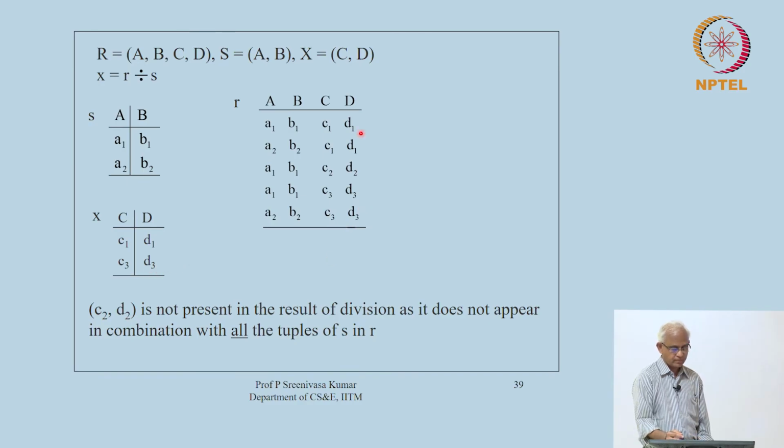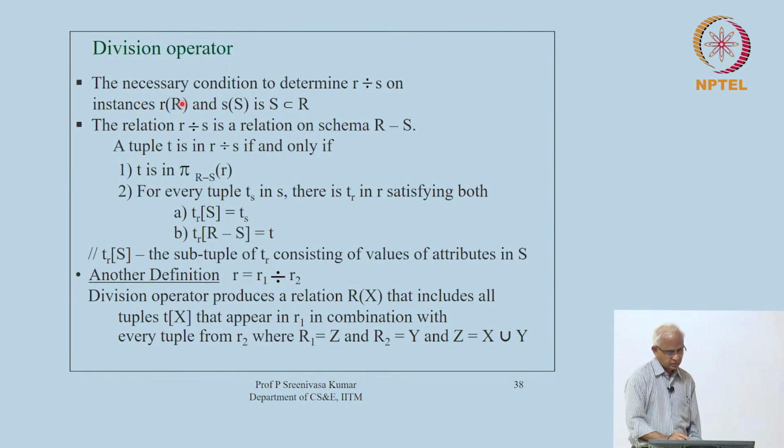Okay, so is the semantics of division clear? And basically what we are asking for, let me take it back to this definition. The division operator produces a relation Rx that includes all tuples Tx, where x is the difference R minus S, that appear in R1 in combination with every tuple from R2. R2 is the other side, the right hand side. So now you can reread this definition.